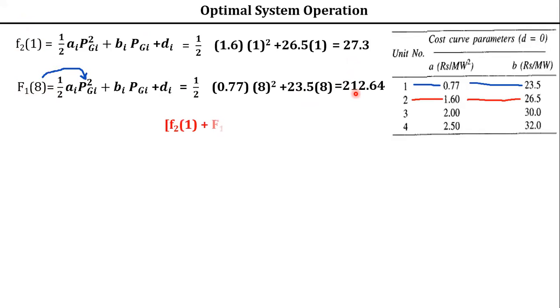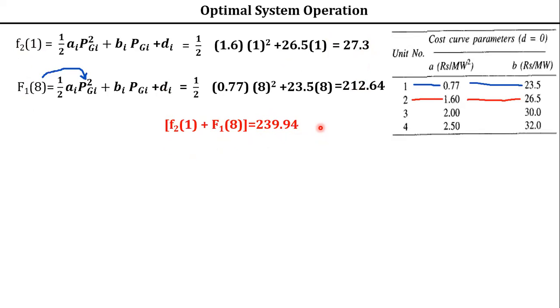This is the value we got when we add it. Your second combination, F2 of 1 plus F1 of 8: we add 27.3 plus 212.64. It is 239.94 rupees per hour. I have not mentioned the unit. Okay, second combination is over. The first combination we have already done, so we have not calculated it again.